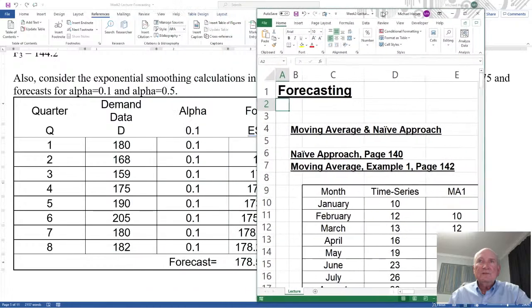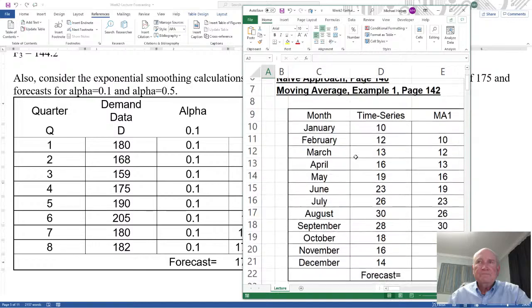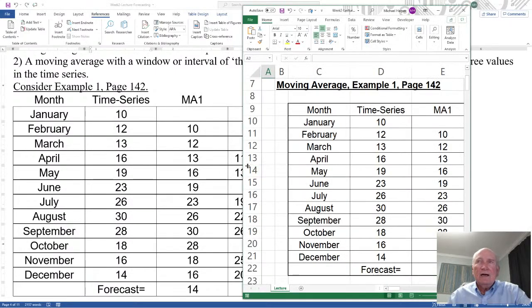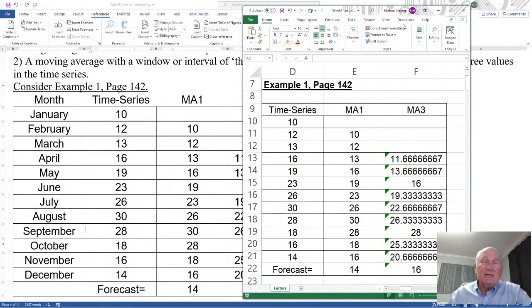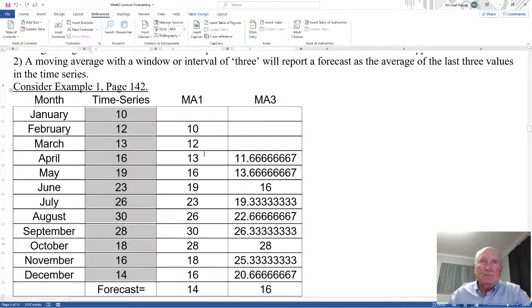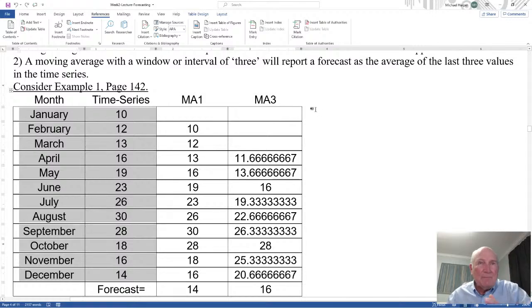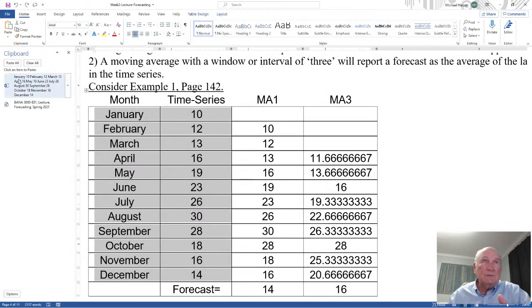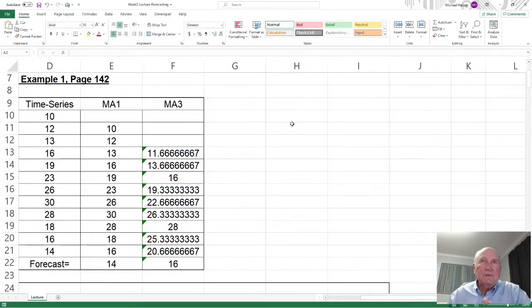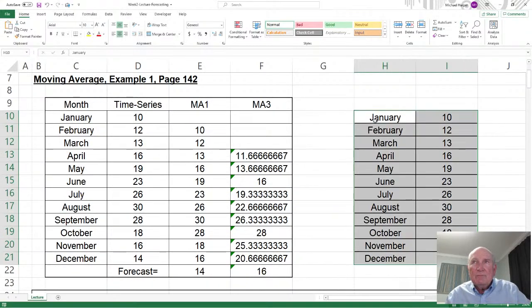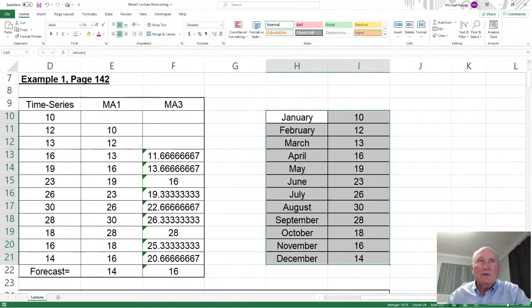Okay, here's Excel. First, let's back up. I did this time series here, and in that time series I pulled the time series over here, and here's my MA1 and then here's my MA3. The way you're going to work this in the homework is simply this: highlight it in the homework, Control C to copy it to the clipboard, then bring up Excel, open Excel, come over here, and Control V to paste it, and there they are. Now you can work the problem just like I did here.